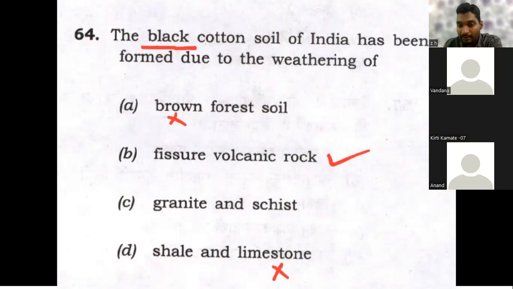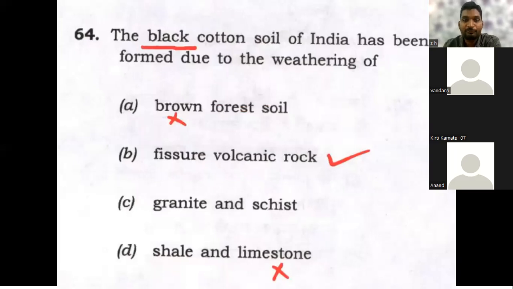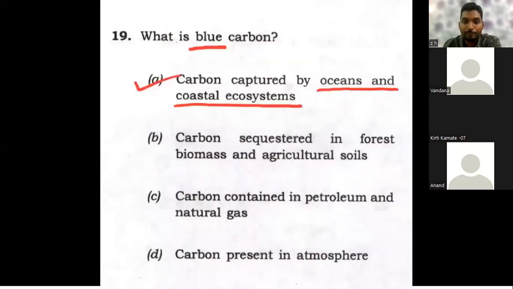To make it more concrete, let's take another example from the same paper, 2021 prelims paper. What is blue carbon? In the options, option A, oceans. Option B, biomass, forest biomass. Option C, petroleum. Option D, atmosphere. Now, tell me, guys, you are more likely to relate the color blue to what? To oceans, to biomass, to petroleum, or atmosphere? Oceans. You all will relate it to oceans. All right. So from the same paper, 2021 prelims paper, we saw this example of black cotton soil. Then we saw this example of blue carbon.